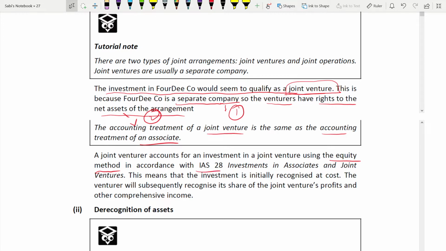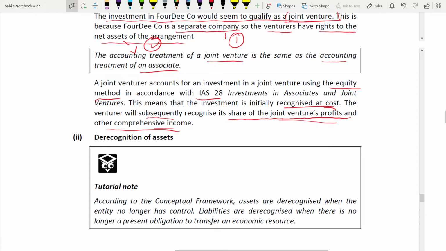Okay, now you're telling whether they are correct or not. Why? Because in the individual financial statement, they have recognized it at cost. So this means that the investment is initially recognized at cost. Yes, because what do we do in the equity method? We initially recognize it at cost, whether associate or joint venture. The venturer will subsequently recognize its share of the joint venture's profits and other comprehensive income. Initially at cost. Subsequently how? Their share of that profit as well as the other comprehensive income.